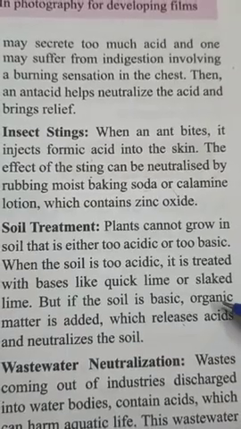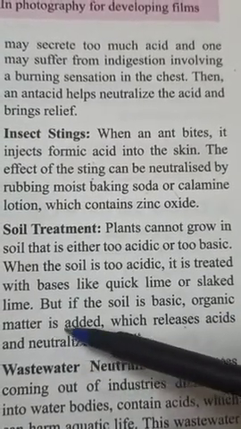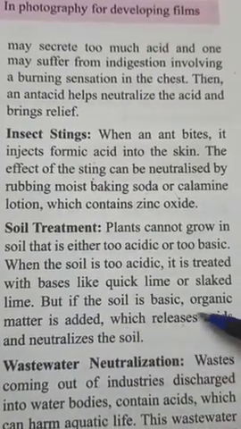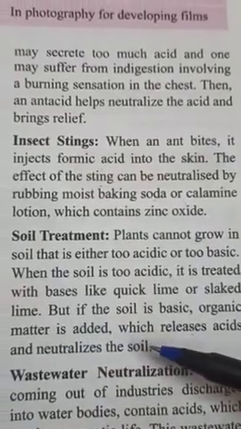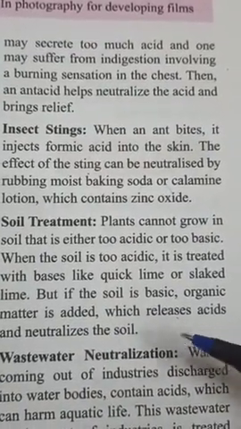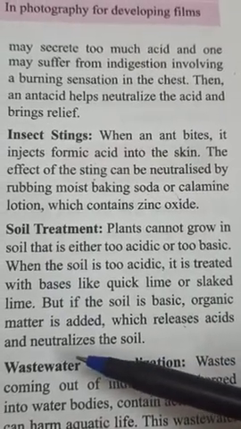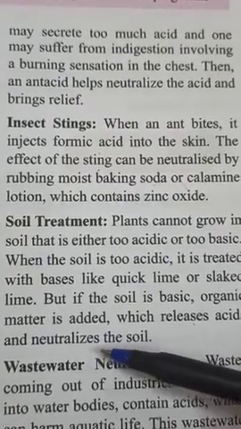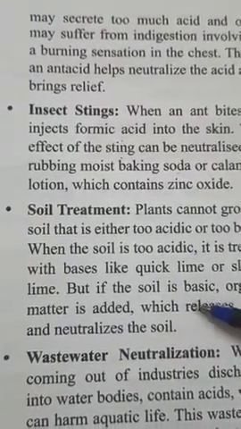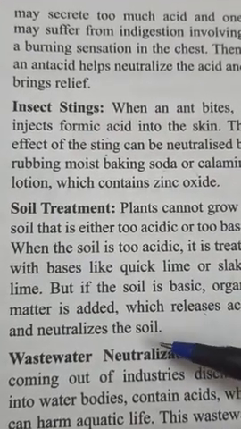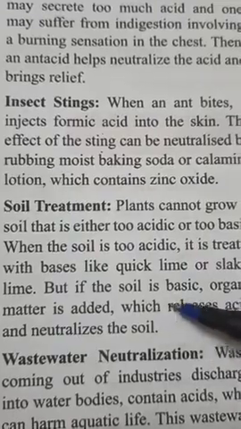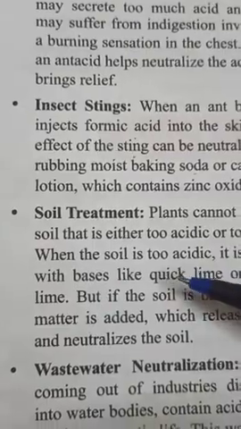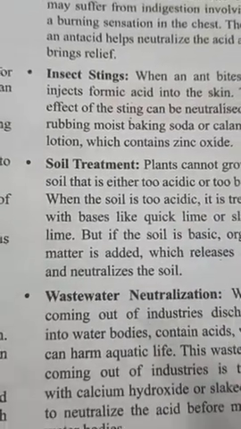That time we use some kind of organic matter. Organic matter means the matter which is obtained from plants. We add that matter to the soil so that it can release acids, and the reaction neutralizes the bases which are present in the soil. In this way we can do soil treatment. Understand? So this is also one of the best examples of a neutralization reaction.